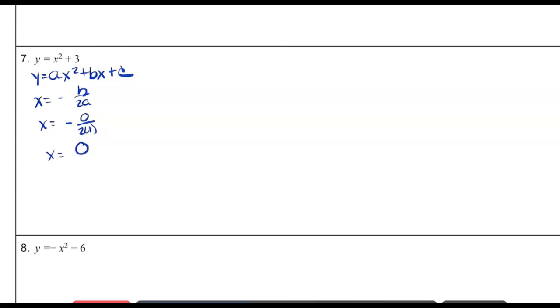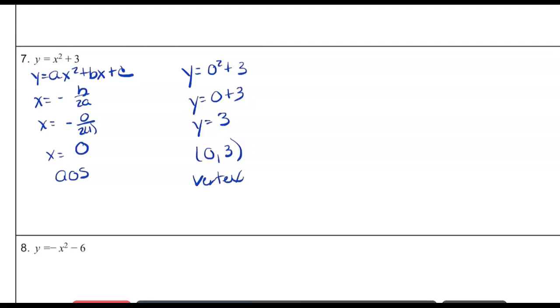Now I have my AOS. From here I need my vertex. That means I'm going to plug 0 in for x, so y equals 0 squared plus 3, or y equals 0 squared is 0 plus 3, y equals 3. So my vertex is 0, 3.